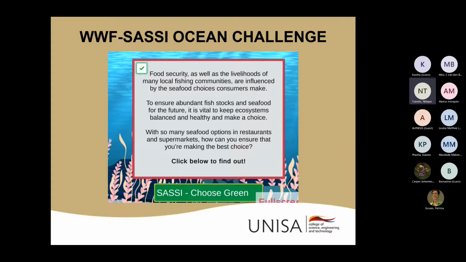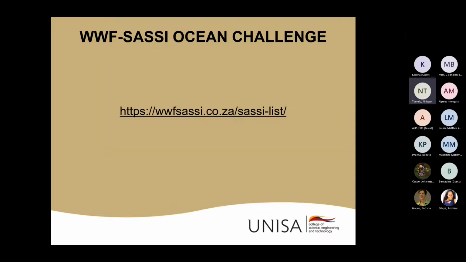The food security as well as the livelihoods of many local fishing communities are influenced by the seafood choices consumers make. To ensure abundant fish stocks, seafood for the future, it is vital to keep the ecosystem balanced and healthy and make a choice. With so many seafood options in restaurants and supermarkets, how can you ensure that you're making the best choice? Now you'll have to click on that link below. So this is roughly their link here.